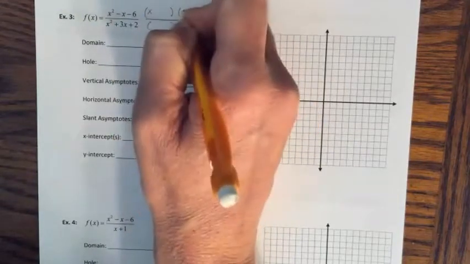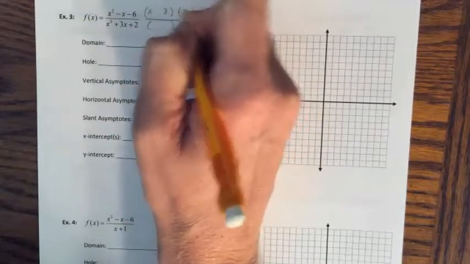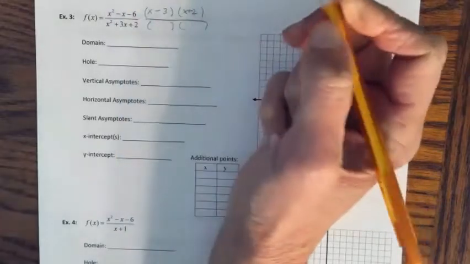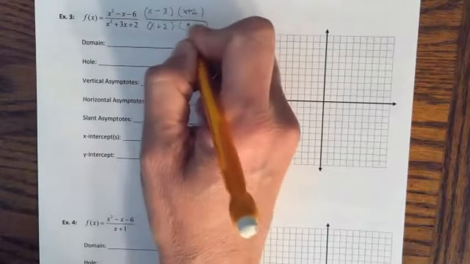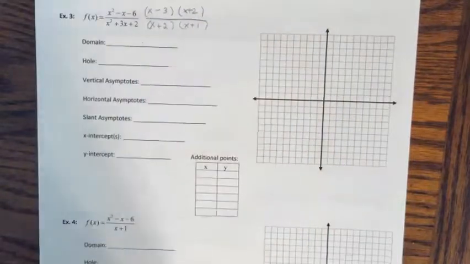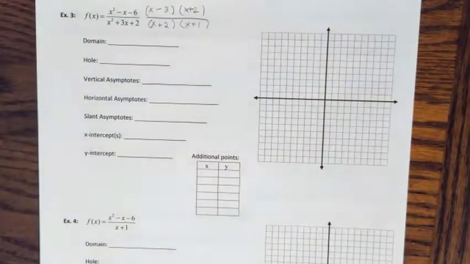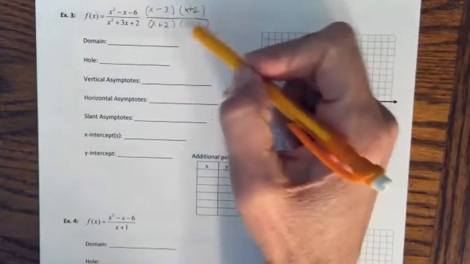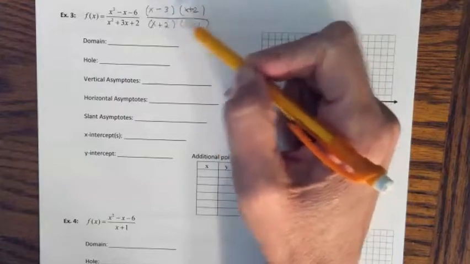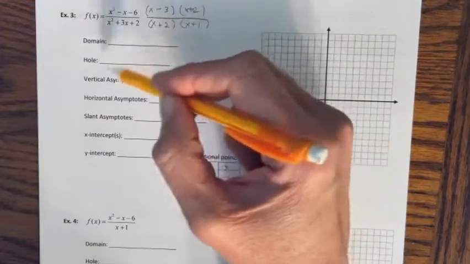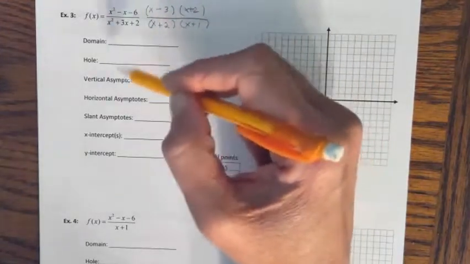So x, 3, 2, and then the bottom. All right, so the first thing you notice is that you do have a common factor. That common factor, x plus 2, is going to create a hole. So that is going to change a lot of things that we're going to do.